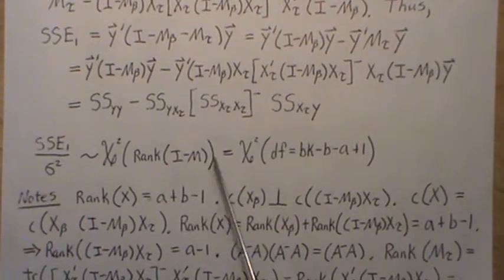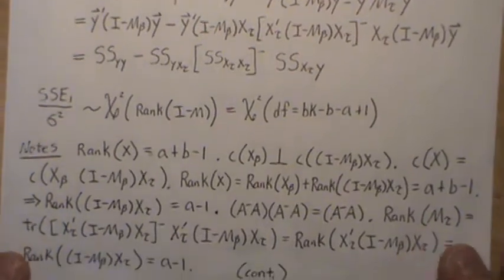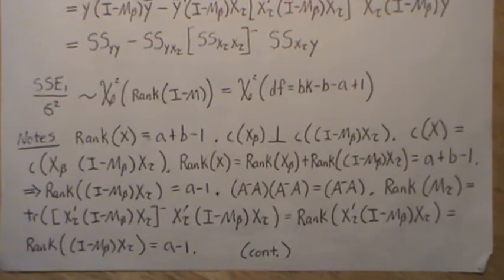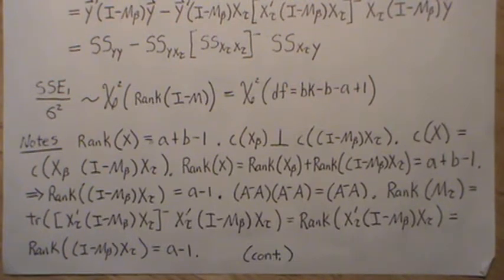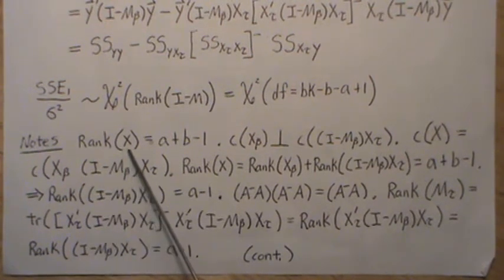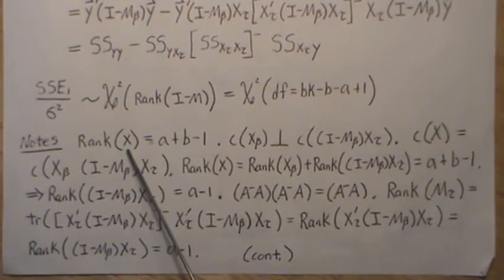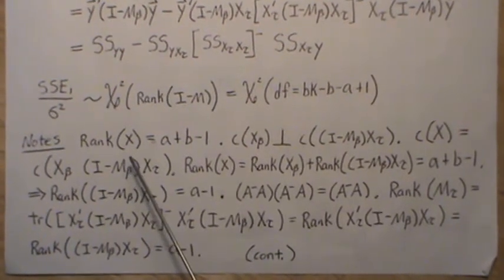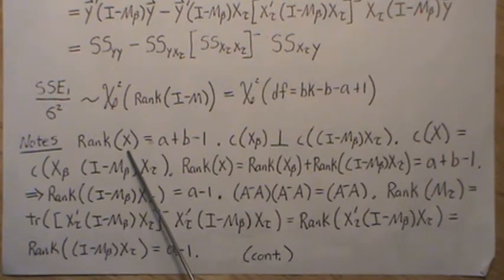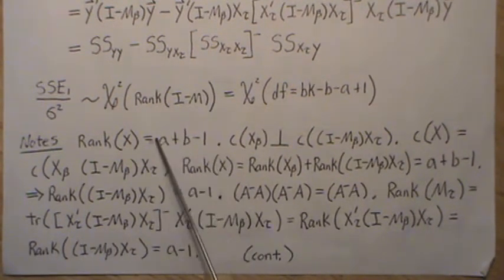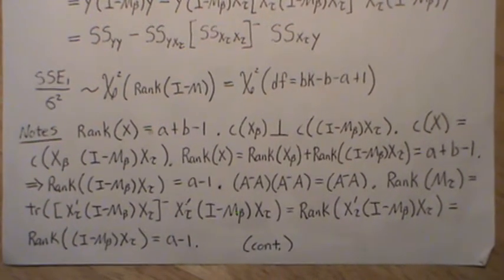So let's look at calculating this degrees of freedom. So the rank of x is a plus b minus 1. And if you look at the way x is created, there's a column of ones, and then a columns associated with the treatment and b columns associated with the blocks. And it's easy to tell that the rank is a plus b minus 1.